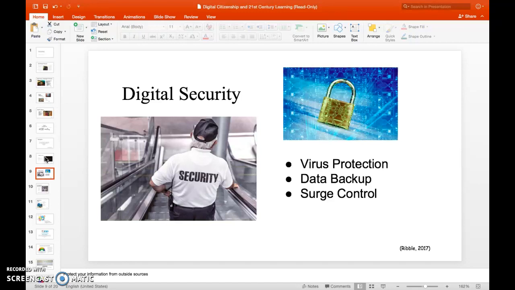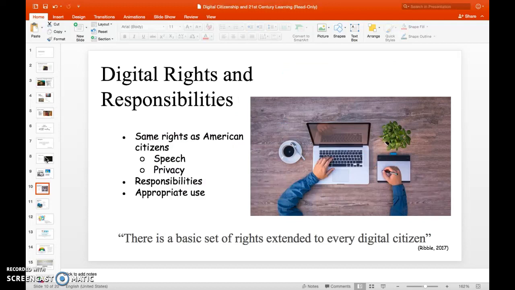Digital security is the next component. So virus protection, data backup, and surge control in case of a power outage are all important components of digital citizenship, because if you're not keeping yourself safe, then people are able to take advantage of that. You, as a result, would have digital rights and responsibilities. Because we are still people, even though we're behind screens, we have the same rights as American citizens, such as the right to speech and privacy, and we are also responsible for using our technology appropriately.